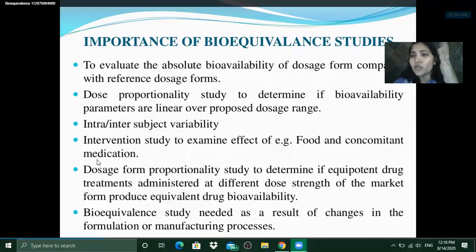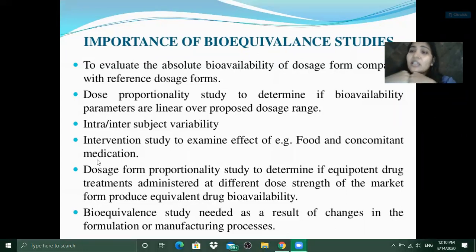Those are when you want to check the drug-drug interaction, and when you want to check the effect of the food on the dosage of the medication that you have taken. Those studies will be called intervention studies. Means you are intervening in the drug's mode of action, or however the drug will react in your body, its effect may be modified by the other drug or by the food. So those are called intervention studies. So when you want to do that, at that time also you would go ahead and conduct the bioequivalence studies.